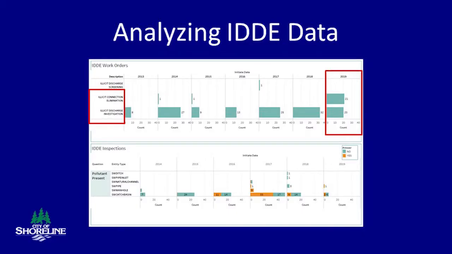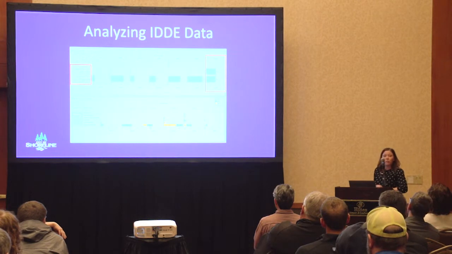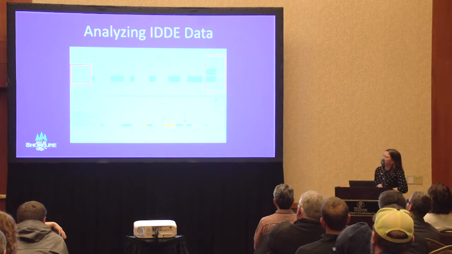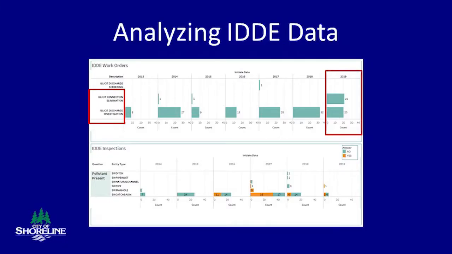You'll notice at the very top part of the graph, there's the illicit discharge screening work order. The reason why there's only one of those is because we use our O&M inspections as our screening methodology. I'll talk about why there is that one in 2017 in a few slides. On the bottom half, you can see that for the most part, it's catch basins that are being impacted by illicit discharges.